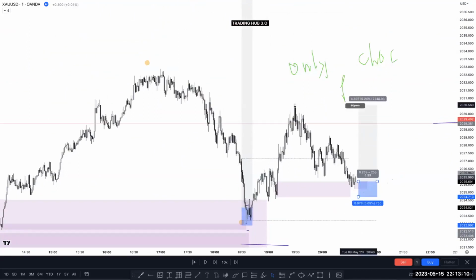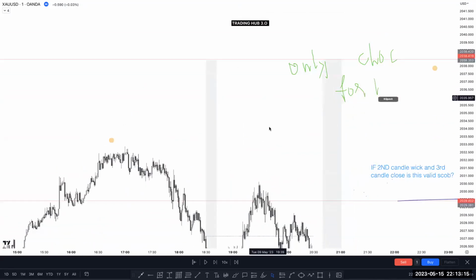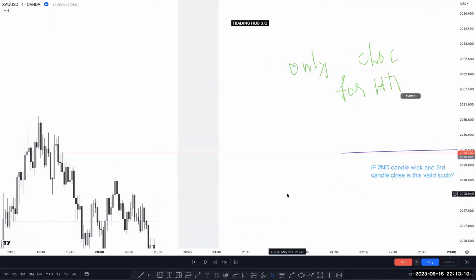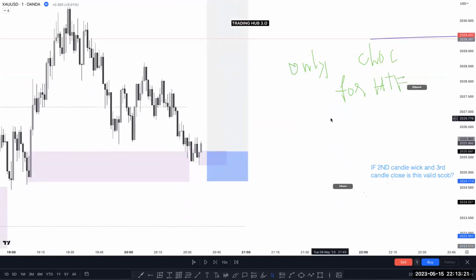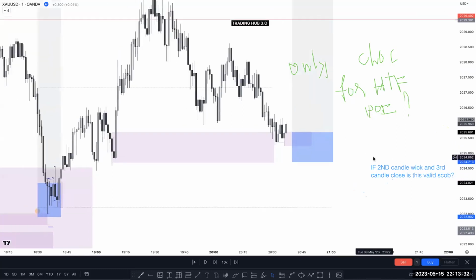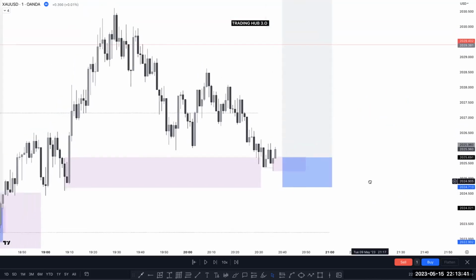And the first high and the final, this one. If the second candle is a wick and the third candle closes, this is valid. The third candle must close above the previous second candle, the one which you marked as a wick. Only chop for higher time frame PI. Yes, sir. Higher time frame PI and higher time frame inducement taken out.